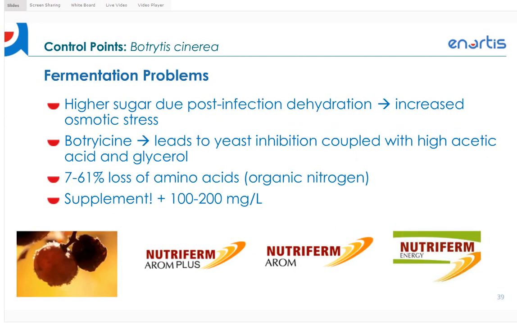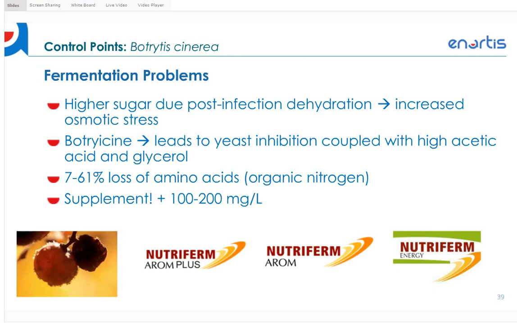So some of the fermentation problems that can arise from the nutrient depletion associated with botrytis and secondary infections is that amino acids are the most affected nitrogen source. So there could be a loss of up to 60% of amino organic nitrogen. So it's very important to supplement with amino acids as these are very critical survival factors for yeast.